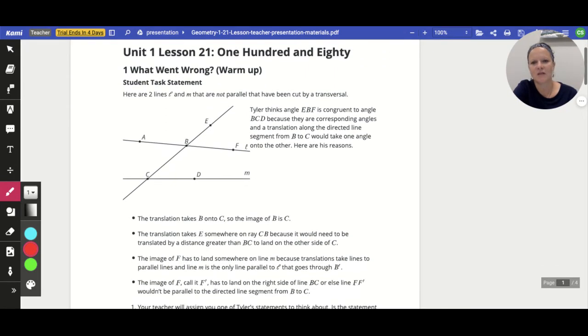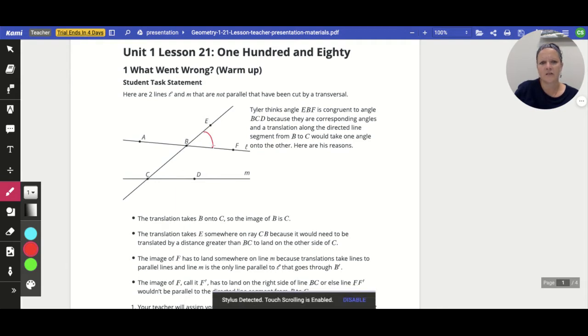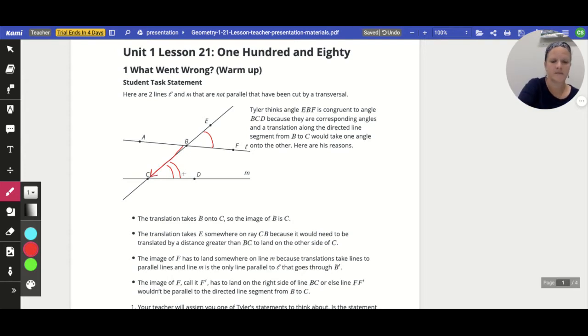So here are two lines, L and M, that are not parallel and have been cut by a transversal. Tyler thinks that angle EBF, which is this angle right here, is congruent to angle BCD, this angle right here, because they're corresponding angles. And a translation along the directed line segment from B to C would take one angle onto another. Here are his reasons.